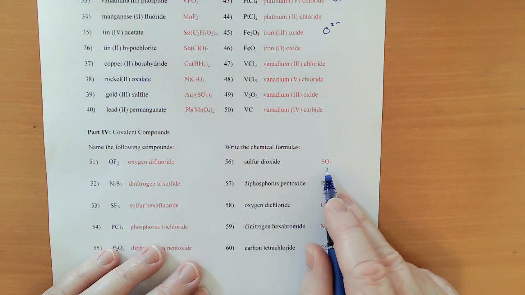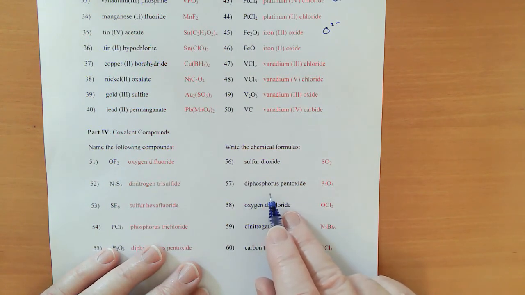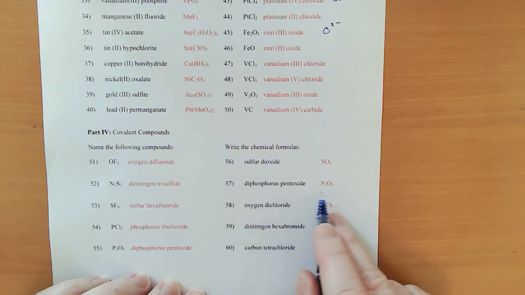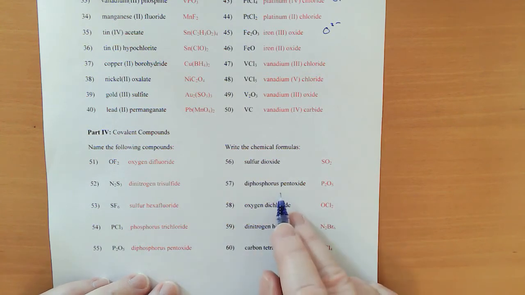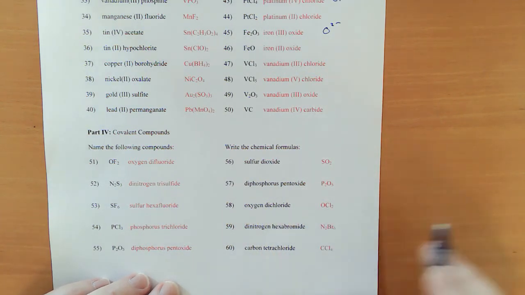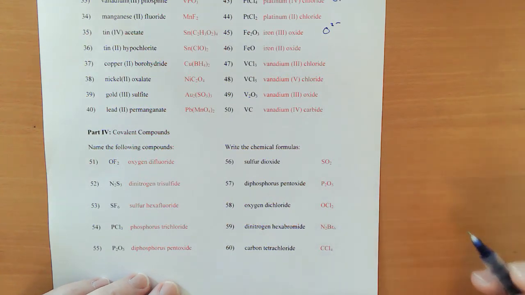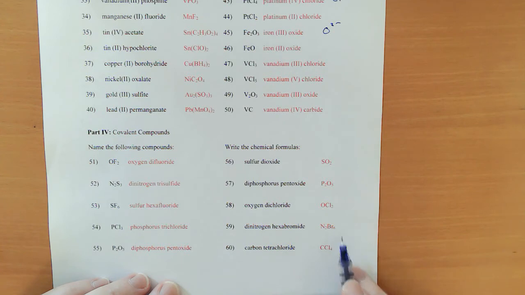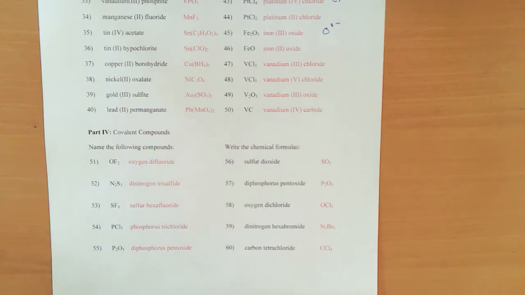Sulfur dioxide is SO2. Diphosphorus pentoxide, P2O5. I thought I'd put it there twice, see how you did. Oxygen dichloride is OCl2. Dinitrogen hexabromide, N2Br6. Carbon tetrachloride, CCl4.